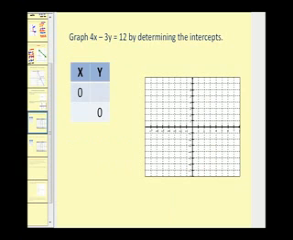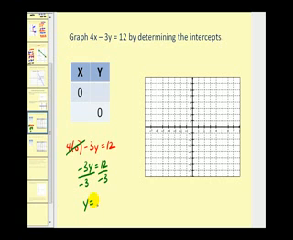So essentially, in order to find the intercepts of this line, we are going to complete a t-table, but it's a special t-table. One point when the x-coordinate is 0, and the other point when the y-coordinate is 0. So to find the y-intercept, we set x equal to 0. Well, 4 times 0 would be 0, so we're left with a one-step equation to solve. We have negative 3y equals 12. Divide both sides by negative 3. So we have a y-intercept of negative 4.